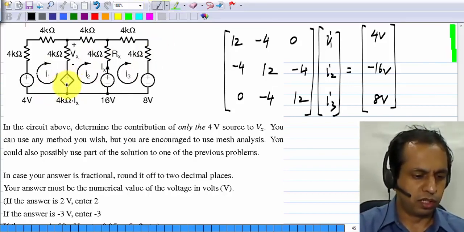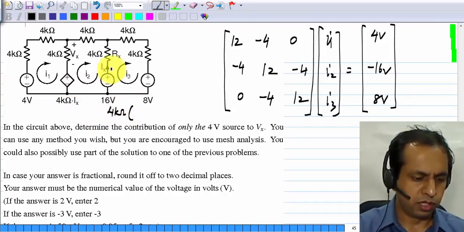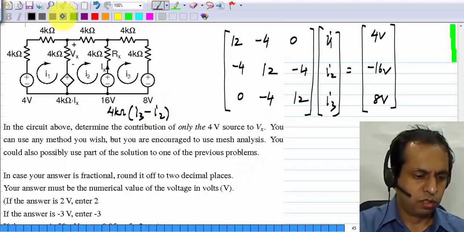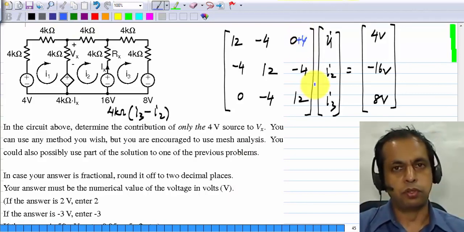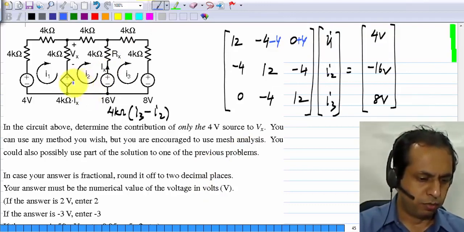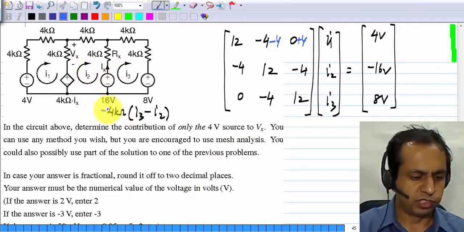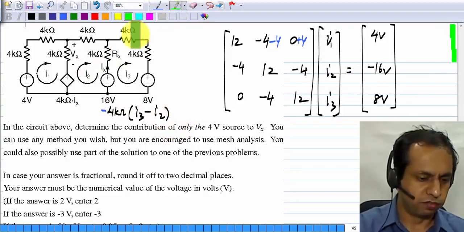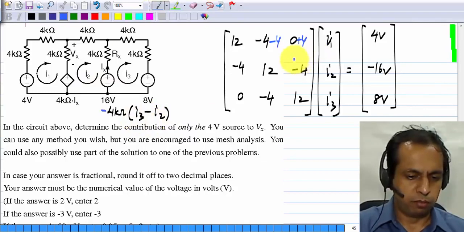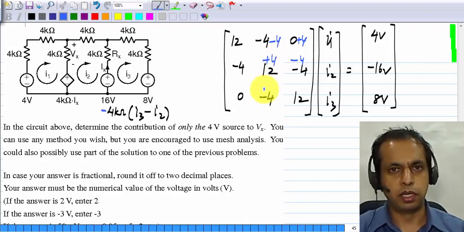And to mesh 1, it contributes an extra voltage drop of 4 kilo ohms times Ix, and Ix is nothing but I3 minus I2. So we have to add plus 4 to the coefficient of I3 and minus 4 to the coefficient of I2. And to mesh 2, it adds a voltage drop which is the negative of this, because the direction of mesh 2 is this way. Okay. So we have to add minus 4 to the coefficient of I3 and plus 4 to the coefficient of I2.